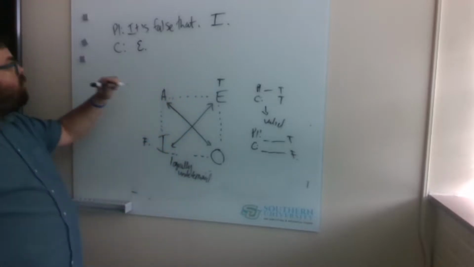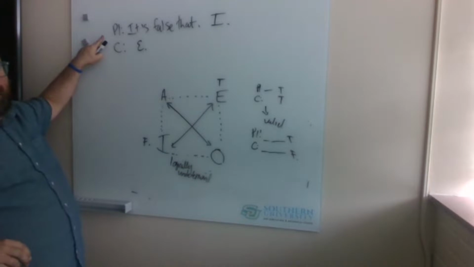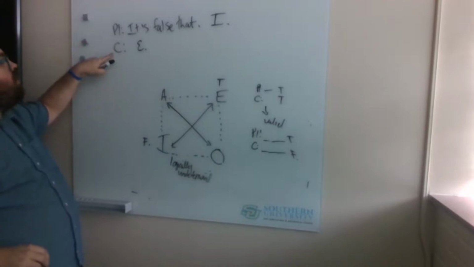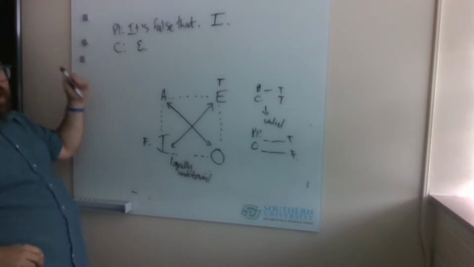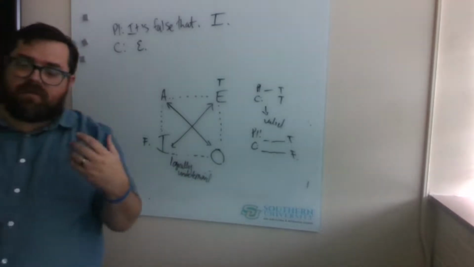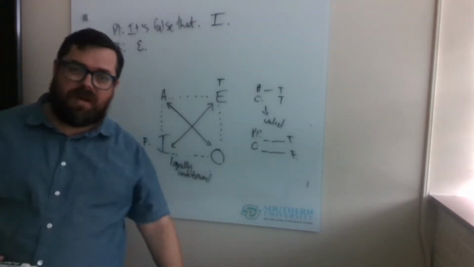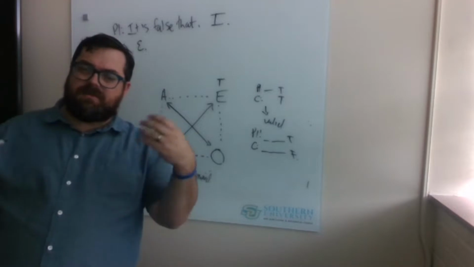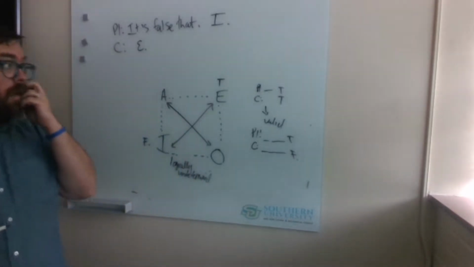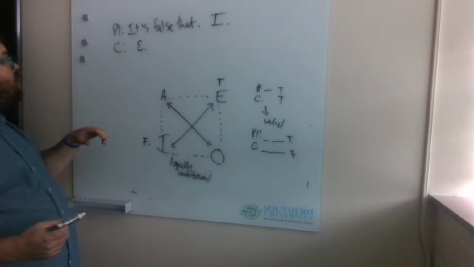So for problem number 2, I've written: it's false that I, and then conclusion E. I don't know if this is easier for you to think this way. I mean, you might want to write them out, right? But it's important to see the relationships here. So it's false that I.